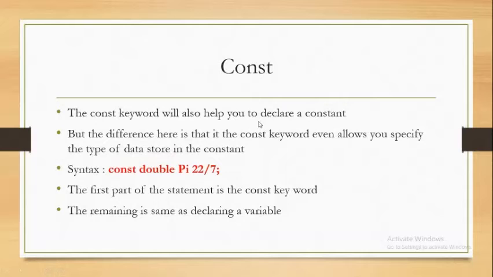The const keyword will also help you to declare a constant, but here you can specify the type of data you want to store. For example, const double pi 22 by 7. You can even write const float pi 22 by 7, const int pi 22 by 7. The const keyword says that the declaration is for a constant, not for a variable, and the remaining is the same as the declaration for variables.